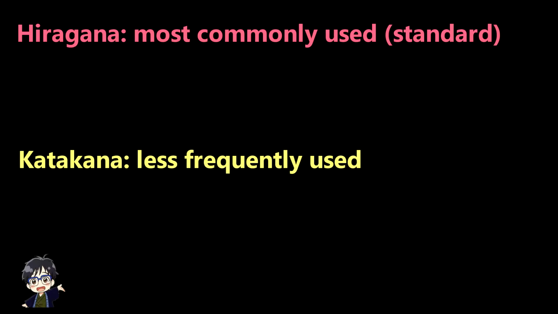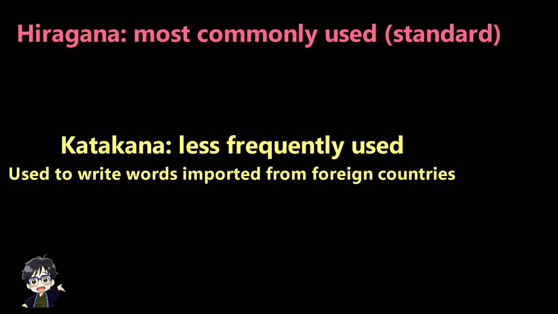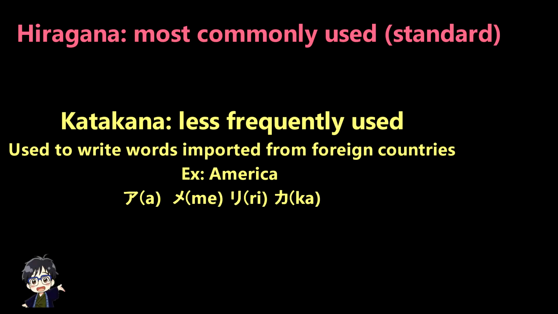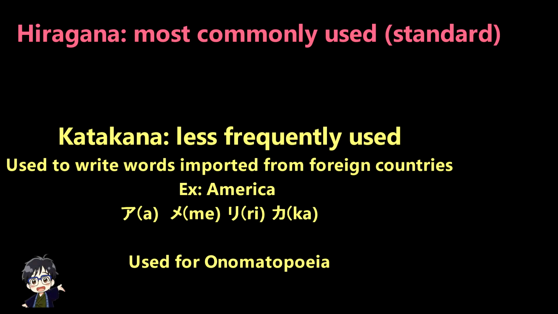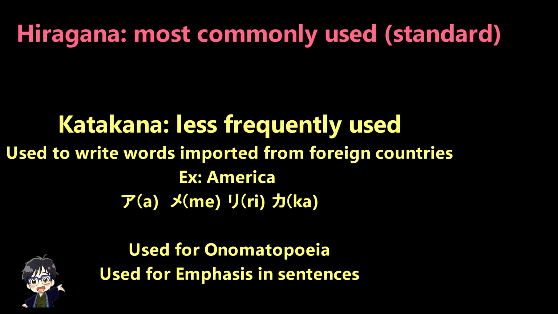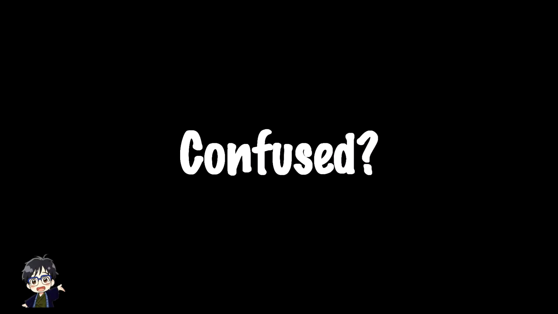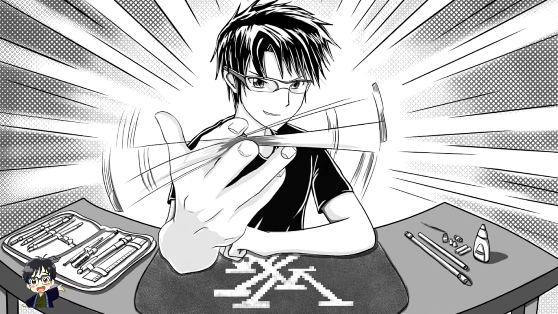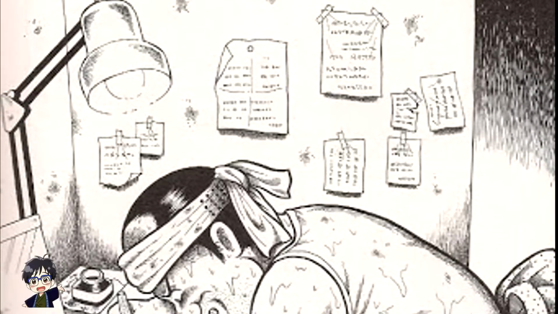Katakana is less frequently used but is still important. It is used to write words imported from foreign countries. For example, the word America would be written in katakana characters, Amerika. Katakana is also used for onomatopoeia words, and it is used to emphasize a specific word in a sentence. Confused? Don't worry too much, because you can learn to read both of these writing systems in just about a month or less, depending on how much you practice. I will introduce you to both of these writing systems in this video, but it is up to you to practice and learn.